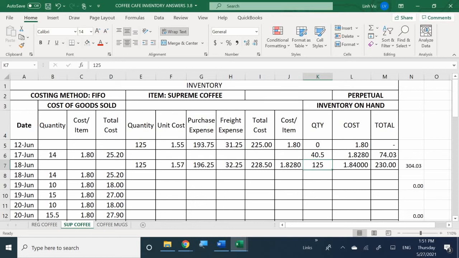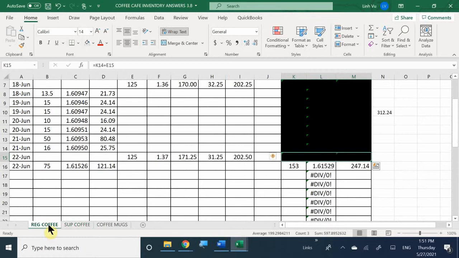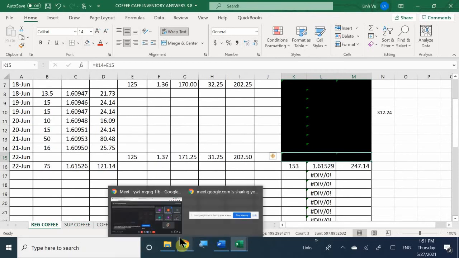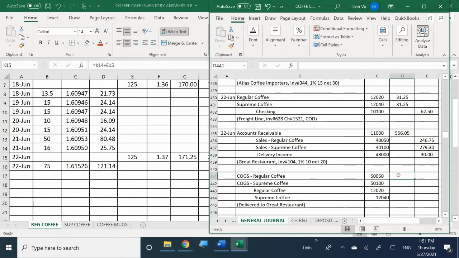Now back to our journal. Cost for the regular coffee was $121.14. Supreme was 127.96. Notes. Okay, we already have it down.